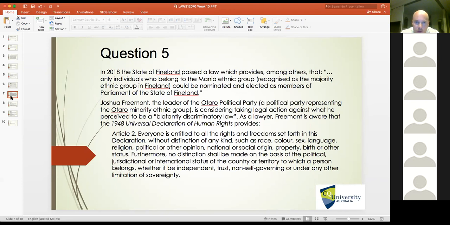Article 2, everyone is entitled to all the rights and freedoms set forth in this declaration without distinction of any kind, such as race, colour, sex, language, religion, political or other opinion, national or social origin, property, birth or other status. Furthermore, no distinction should be made on the basis of the political, jurisdictional or international status of the country or territory to which a person belongs, whether it be independent, trust, non-self-governing or under any other limitation of sovereignty.